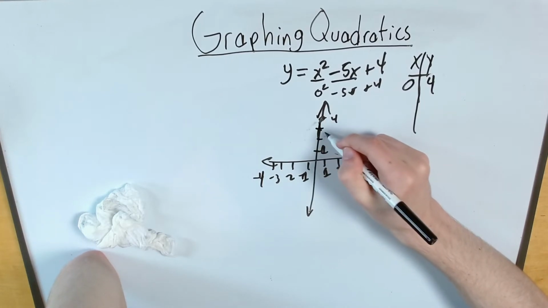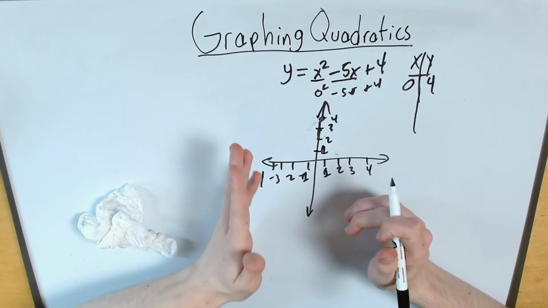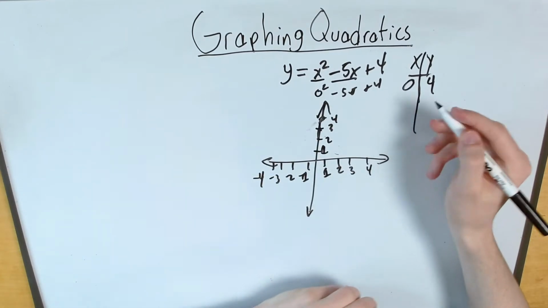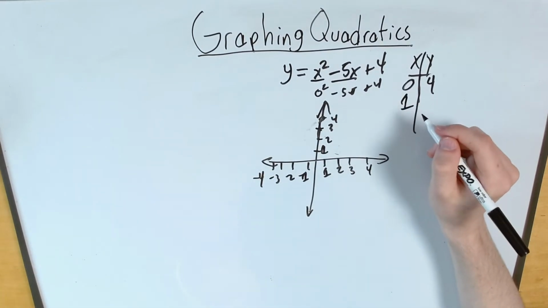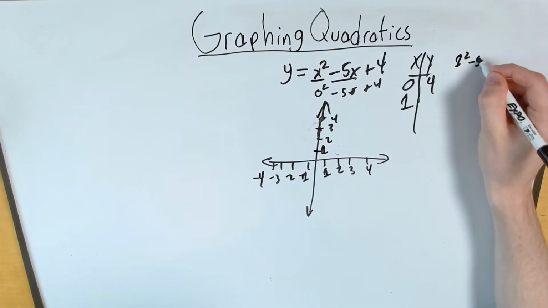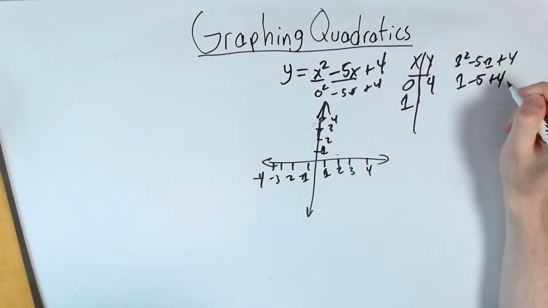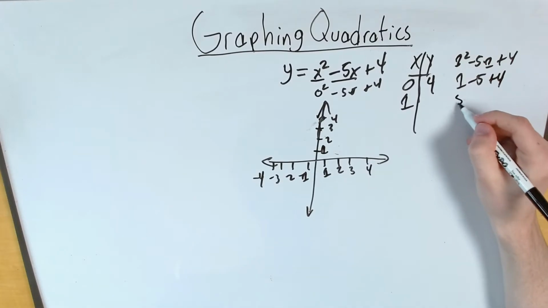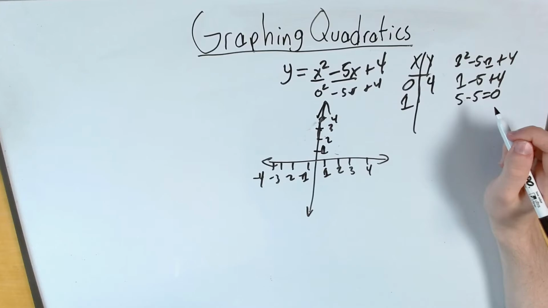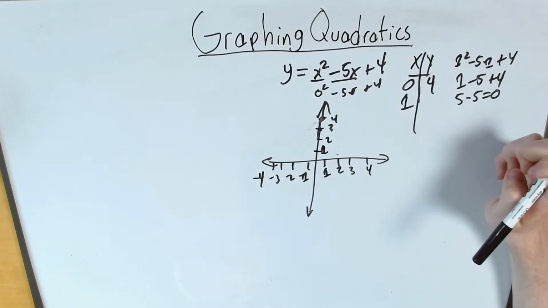So I'm going to plug points in on either side to figure out where this upwards curve is coming from. Is it coming from this side or is it coming from this side? So I'm going to plug in 1 first and see what I get. That's 1 squared minus 5 times 1 plus 4. That's 1 minus 5 plus 4. That's 5 minus 5, or 0.